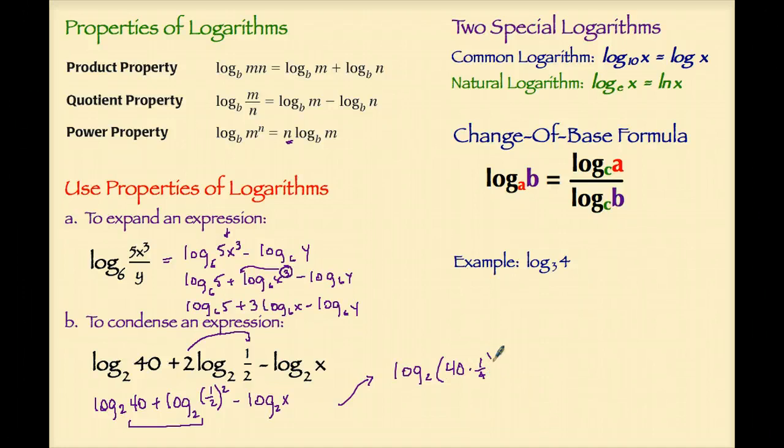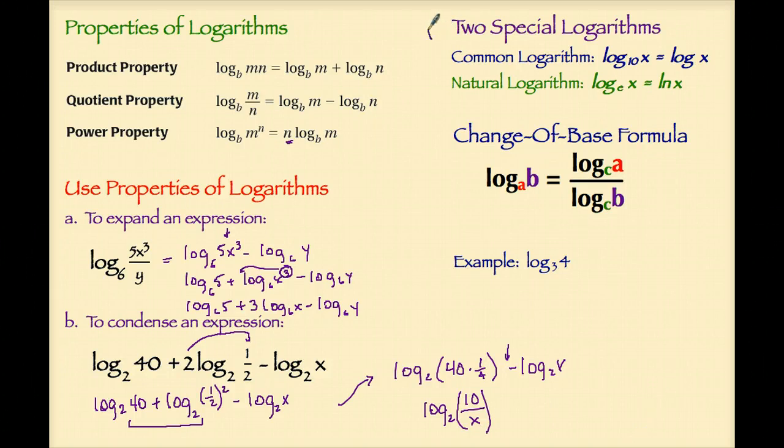Then minus log base 2 of x. 40 times 1/4 is 10, and the subtraction tells me I can bring this back into a fraction, a quotient. So this will be log base 2 of 10 over x. And now it's condensed. Once it's one logarithm and one reduced argument, then you're done.